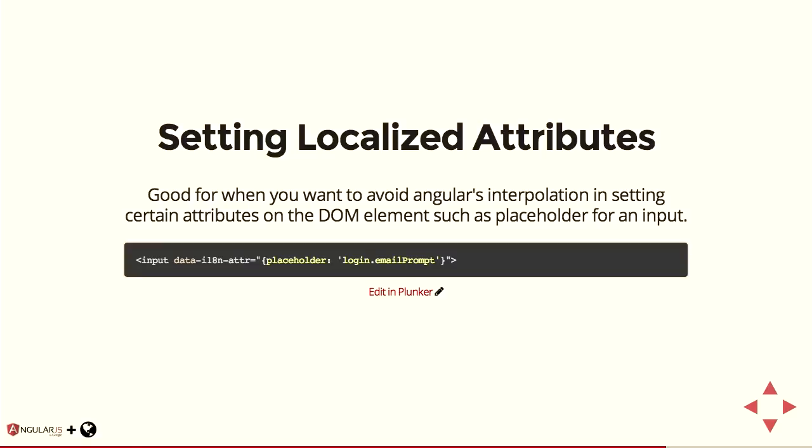So we came up with this I18N attribute solution, which is a directive that is similar to I18N, except that instead of just a simple token, you pass in a map of the attribute name that you want to localize, and the token is the value of that attribute name. So in this case, you'll see that I have an input with the I18N attribute set to make the placeholder whatever the email prompt is in that particular language. So again, I'll walk you through this example.